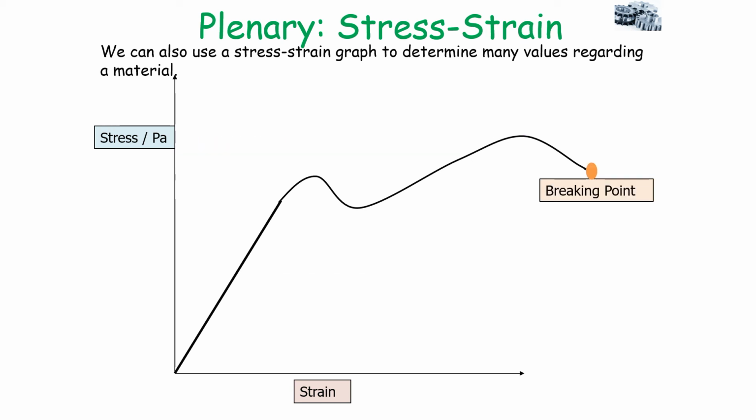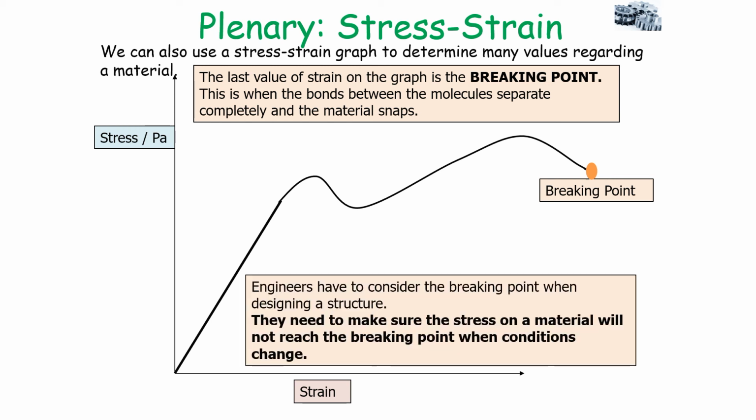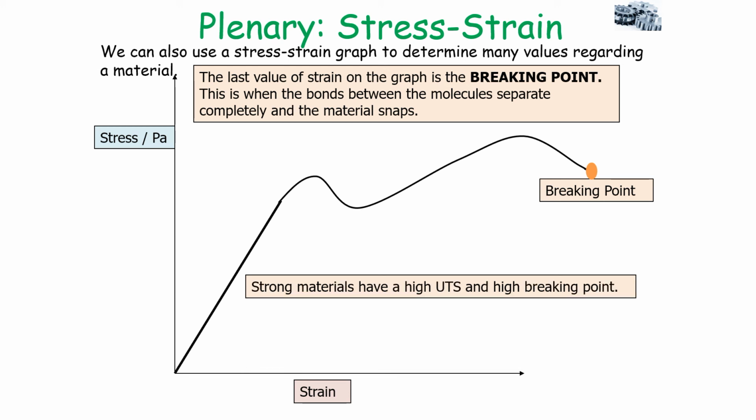The next point we need to be aware of is the breaking point. This is the last value of strain on the graph. It's when the bonds between the molecules separate completely and the material snaps. Now once again, engineers have to consider the breaking point when designing a structure. They need to make sure the stress on the material will not reach the breaking point when the conditions change. So a strong material should have a high UTS and a high breaking point.